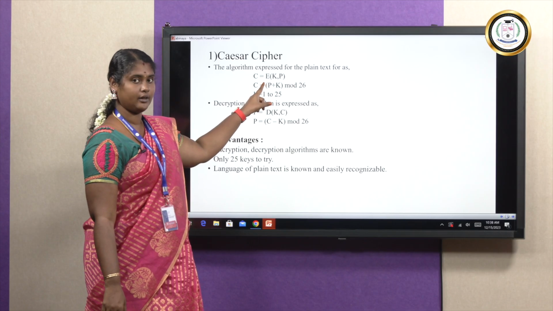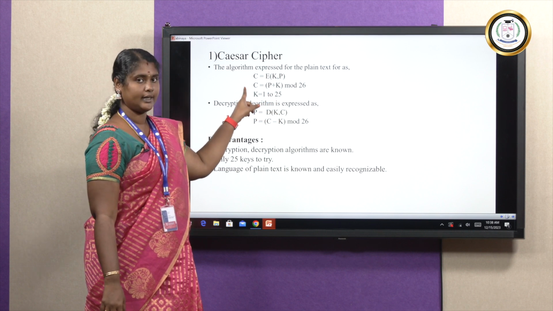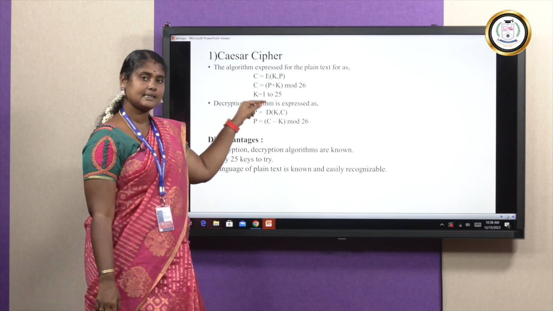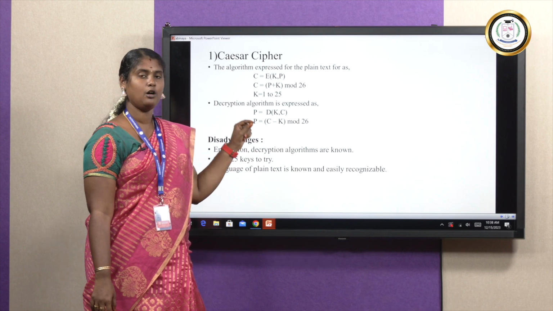So K represents your key, P represents your plain text. So plain text plus K. For example, if your plain text is the letter 3, 3 plus 3 is 6. So the sixth letter, whatever letter we are having, you are going to replace it instead of your original data.